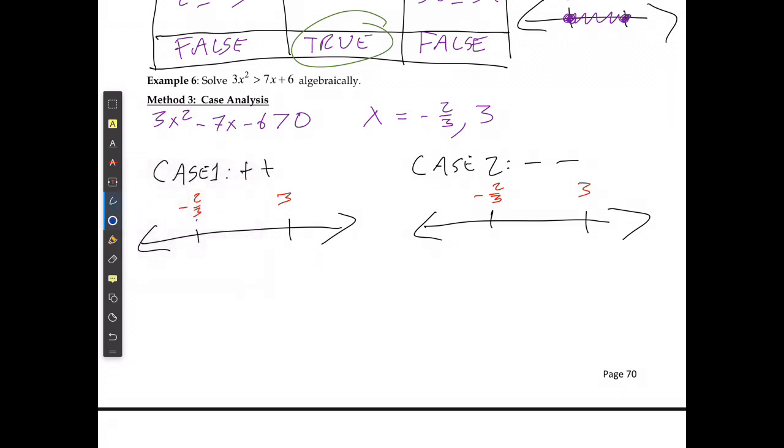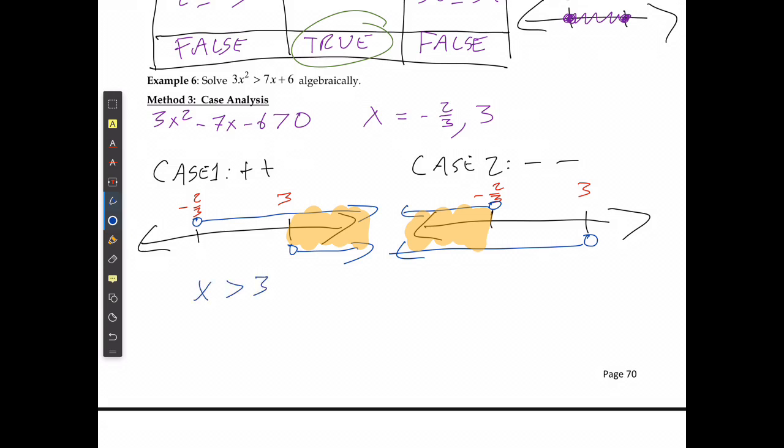And in case 1, positive, positive means that I'm going to have an open circle because it doesn't include the equal to, and it's going to follow along this way. I'm going to have an open circle, and it's going to follow along this way. And they match up when they're above 3. In the second case, open circle, the lower one goes to left, open circle, bigger one goes to left, and they match up in this region. On the left-hand side, I can say that it's going to be when x is greater than 3. And on the other side, I'm going to say that x is less than negative 2 over 3.